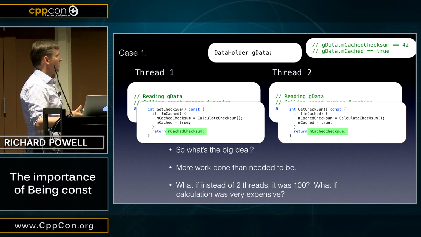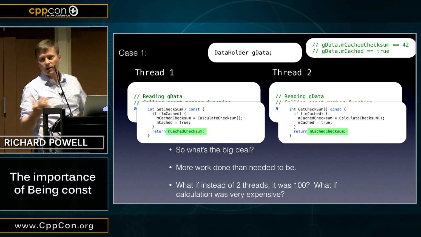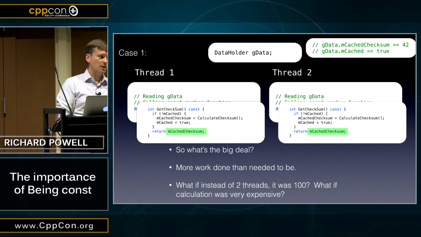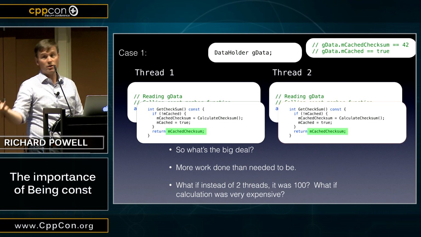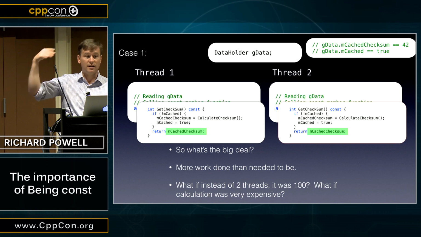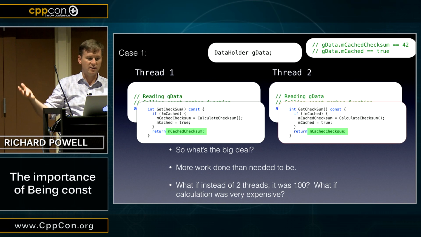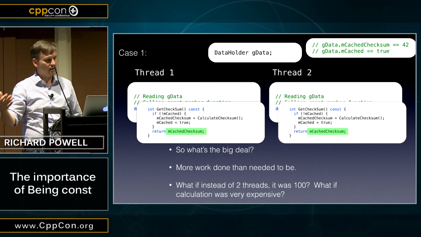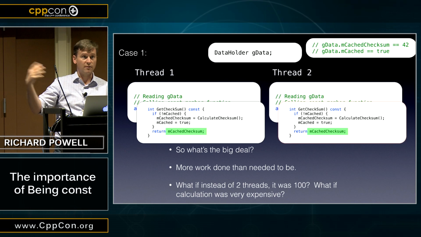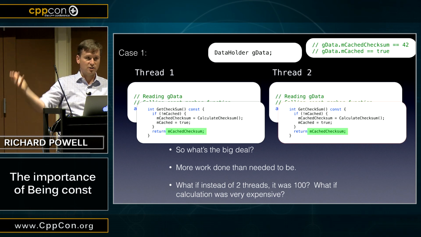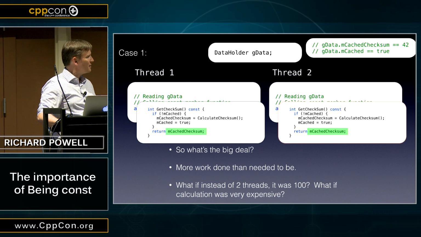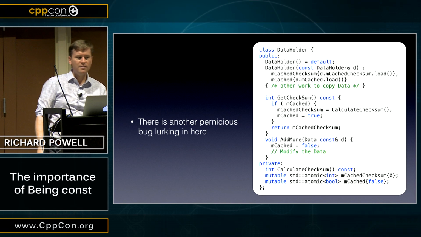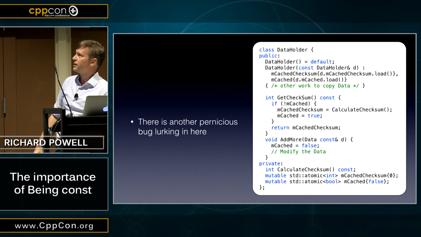So what's the big deal? I mean, it got the right answer. It did do more work than it needed to do. What if it was 100 threads and they all did this at exactly the same moment? Then they would all end up calculating that, and that might be really expensive. Or what if the calculation was super expensive? What if it took 5 minutes each time, and now I have 2 threads blocked essentially for 5 minutes? I would say that's functionally correct, but that's not the problem I have. There's another pernicious bug lurking in here. Can you see it?